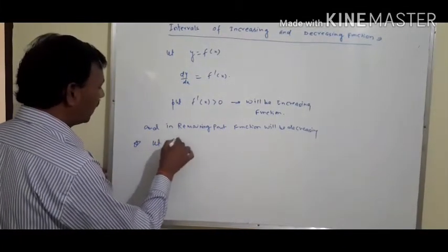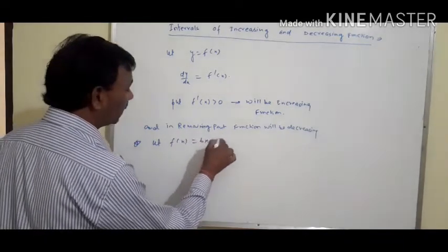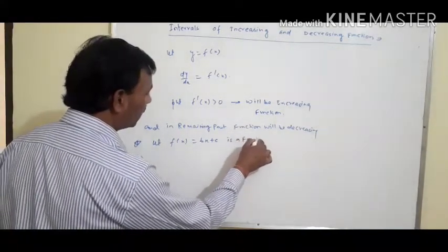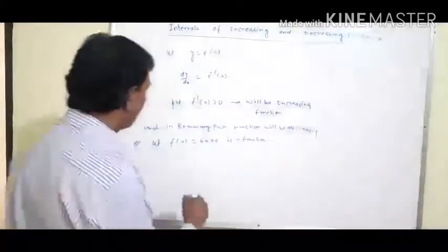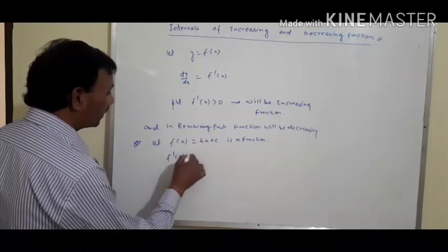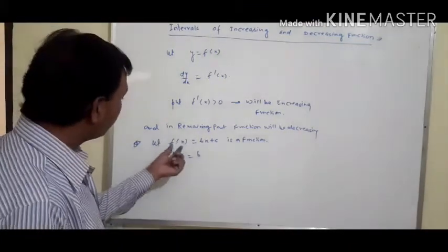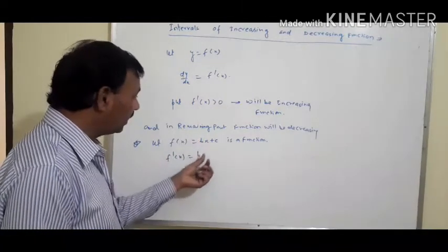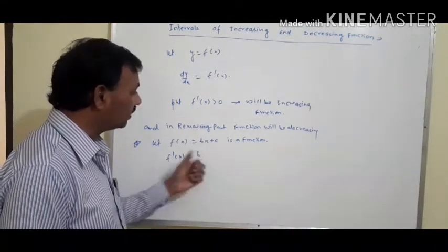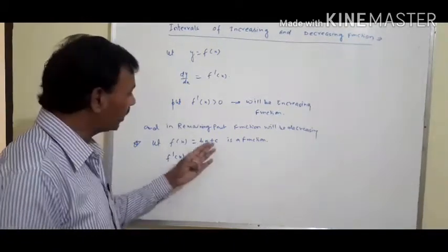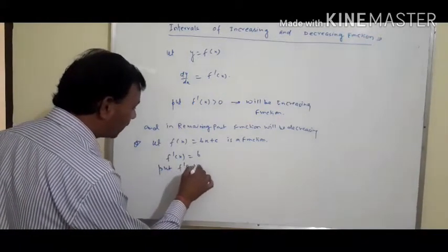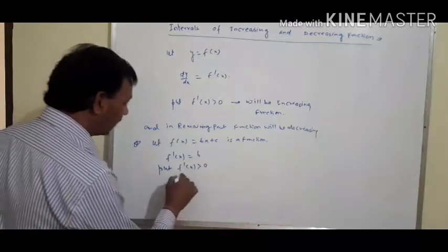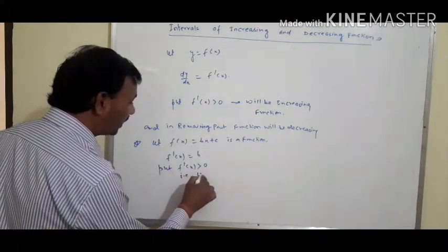Let f of x equal to bx plus c be a function, and we want to find the intervals in which this function is increasing and in which interval this function is decreasing. Now first find f dash of x. This will be only b, because the derivative of bx is b, where b is a constant and the derivative of x is 1, and the derivative of c will be 0. Now put f dash of x greater than 0, that is b is greater than 0.